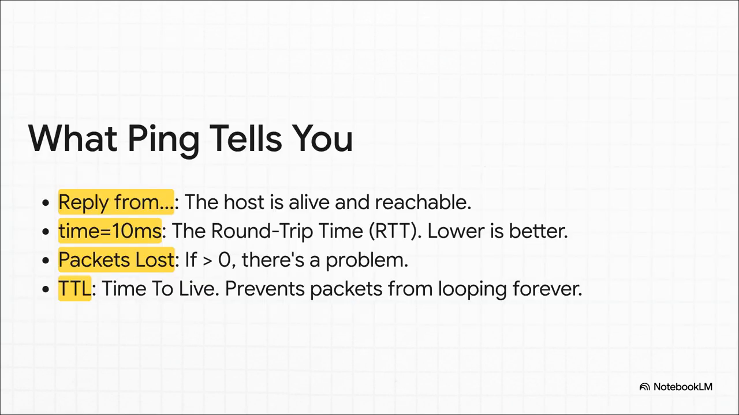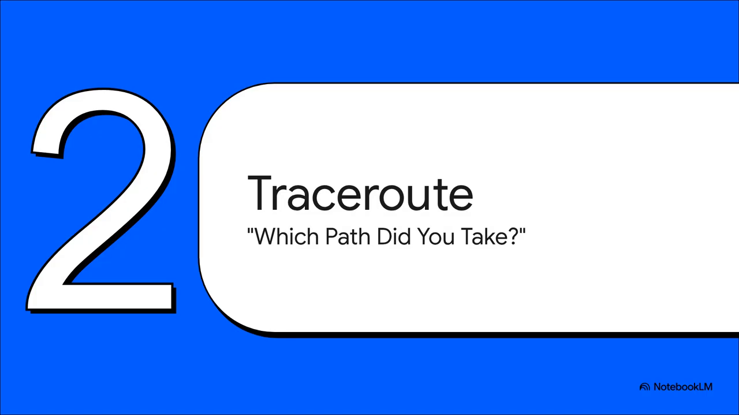And the info you get back is pure gold. When you see reply from, that means, yes, the server is alive. The time value, that's the super important round trip time. It tells you how long it took for your ball to get there and come back. And trust me, lower is always better. Then you'll see TTL, or time to live. Think of it like a self-destruct timer on the packet, so it doesn't just loop around the internet forever. But the most important thing to look at, packets lost. If that number is anything other than 0, it means some of your throws are getting dropped, and boom, you've just found a problem.